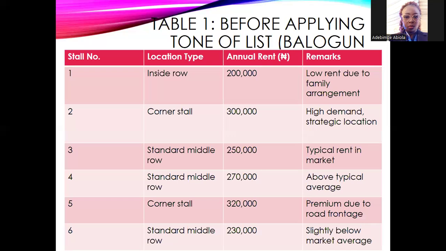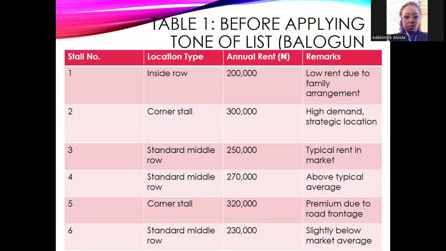So I have an example here, just like a practical illustration of a table showing before tone of list. Let's quickly look through this. This store number can, in our own context, also be likened to shop number. So we have shops 1 to 6. We have the inside row, the corner shops, and the standard middle. If you notice, some standard middle shops are paying 250,000. Some are paying 230,000.